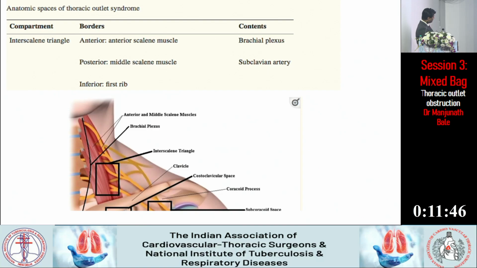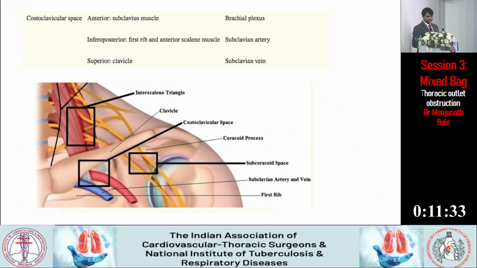There can be a rib which is wrongly placed, which can compress the nerves. So this is one of the most commonly affected areas. This is the interscalene triangle. The contents are the brachial plexus and subclavian artery. The second one is the costoclavicular space, which is confined anteriorly by the subclavius and infero-posteriorly by the first rib and the anterior scalene, and superiorly by the clavicle.